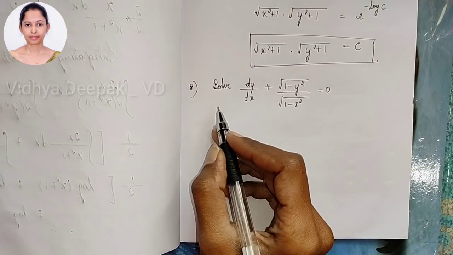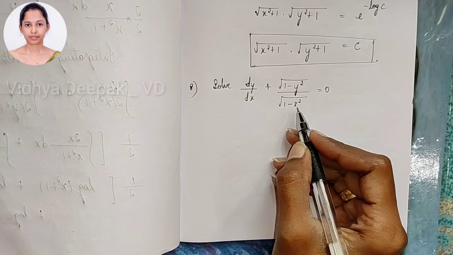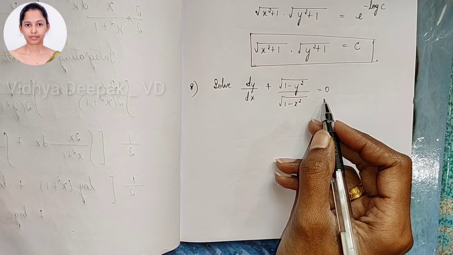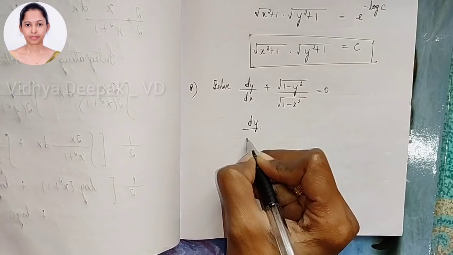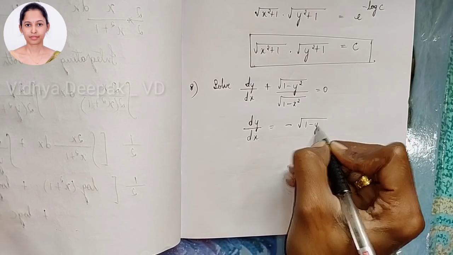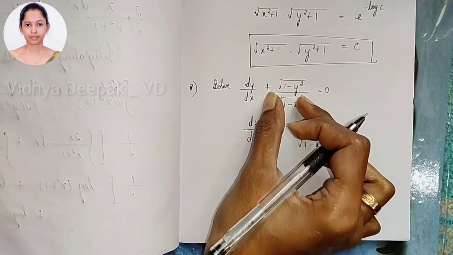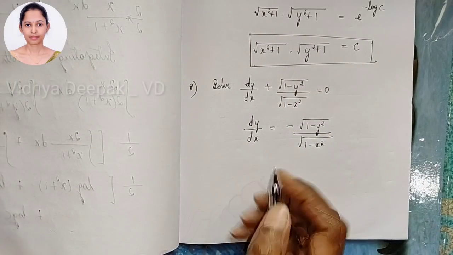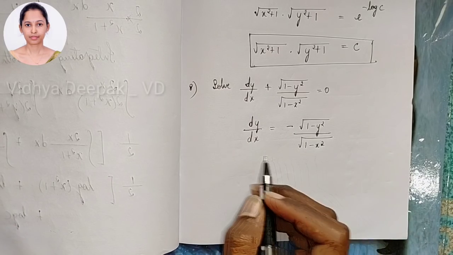Next question is, solve dy by dx plus root of 1 minus y square divided by root of 1 minus x square is equal to 0. So here I'll write this as dy by dx is equal to minus of root of 1 minus y square divided by root of 1 minus x square. I send this entire term to the other side, that's all. Okay. So now segregate x terms and y terms with dx and dy.